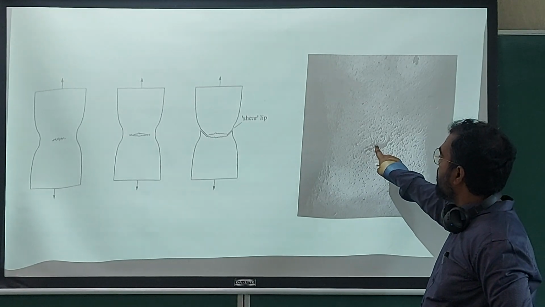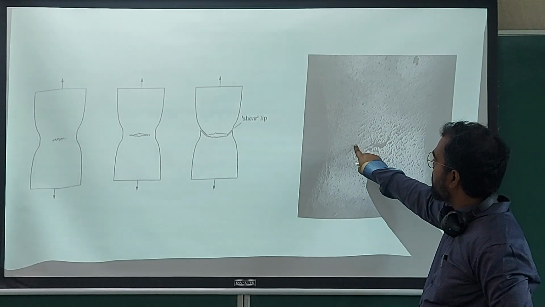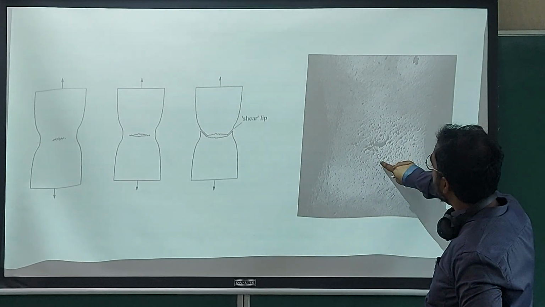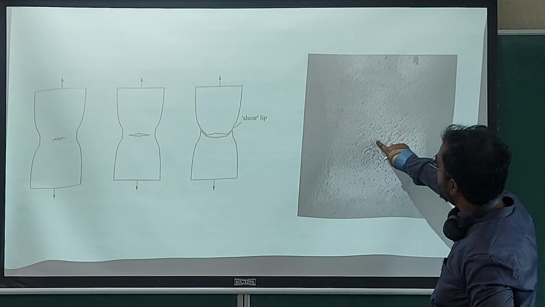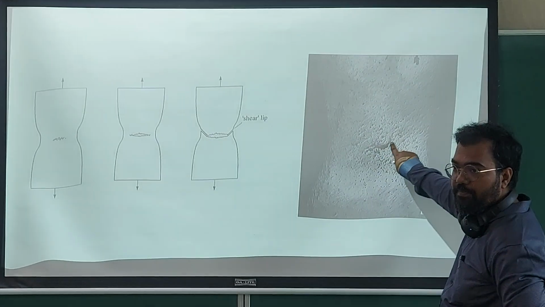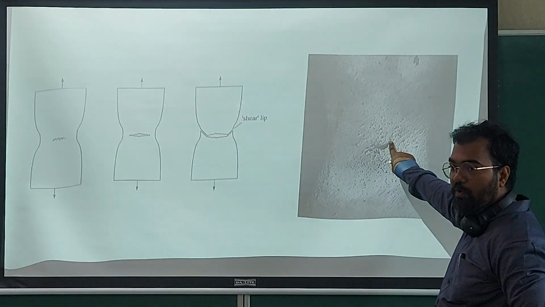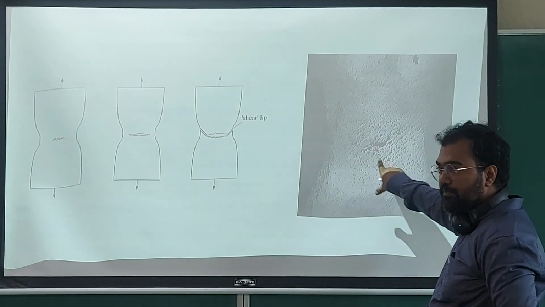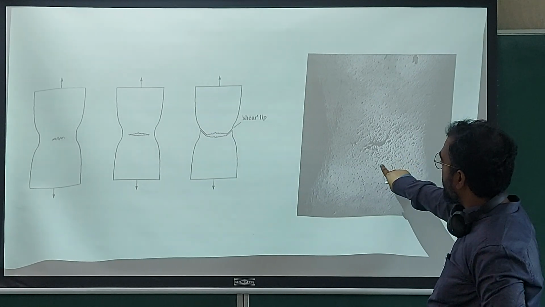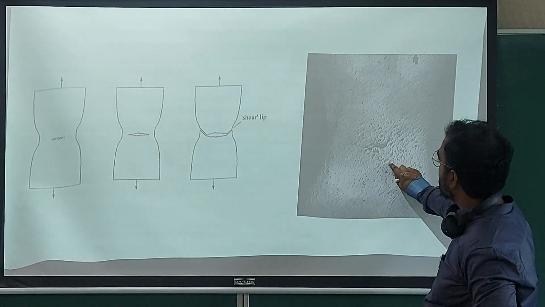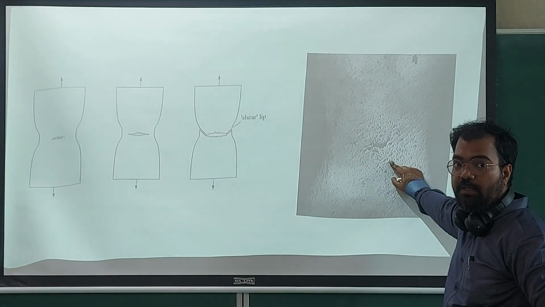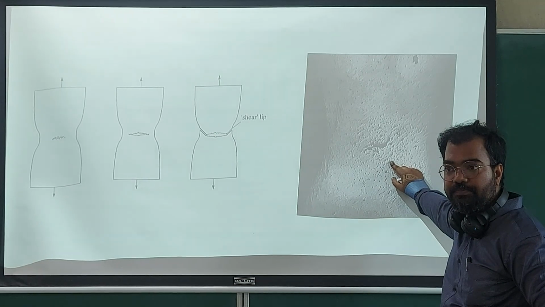So a lot of voids have coalesced. Here also coalescence has happened, here also, here also. And you also see a trend in the shear direction. This has also opened in shear. So von Mises is playing a role there. And here you also have coalescence, but these coalesced voids are not critical enough in size to lead to fracture.